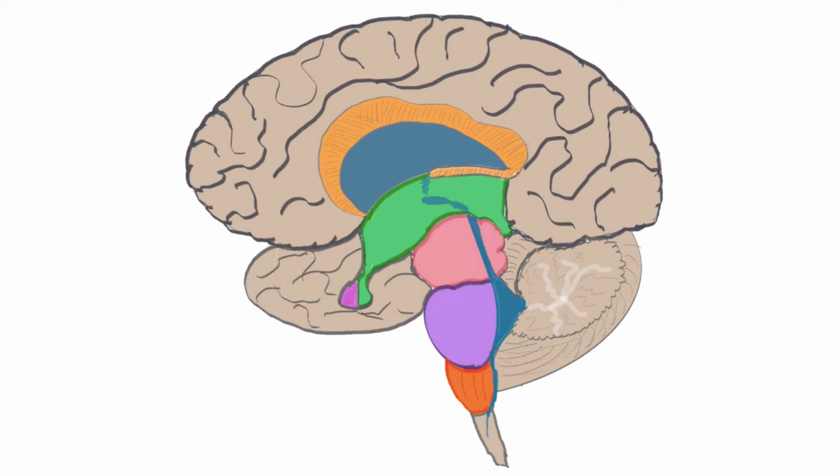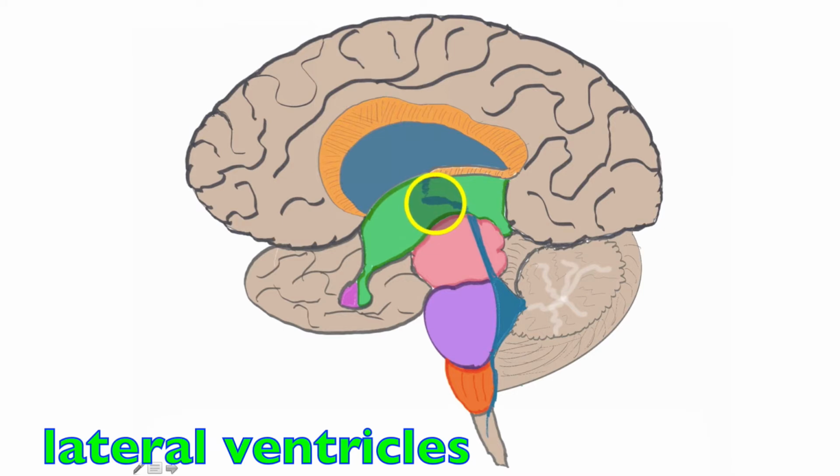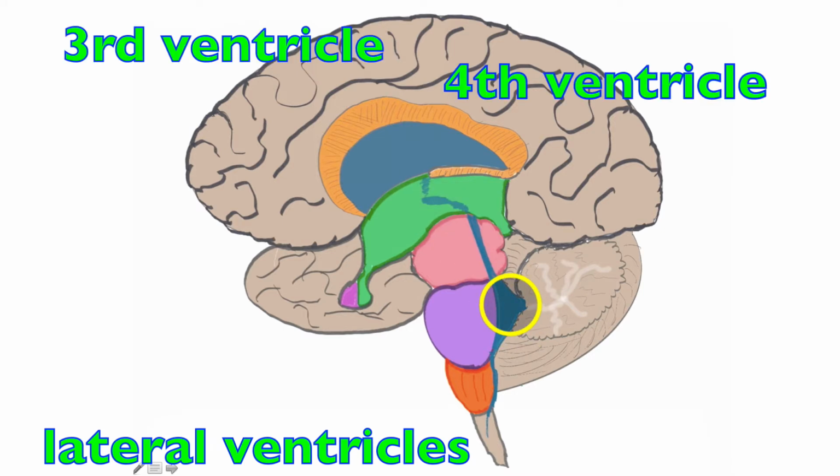The brain has 4 cavities that house cerebral spinal fluid, and they are 2 lateral ventricles, a third ventricle, and a fourth ventricle. The lateral ventricles reside immediately inferior to the corpus callosum. They are C-shaped, so we don't really grasp that in this image right here.